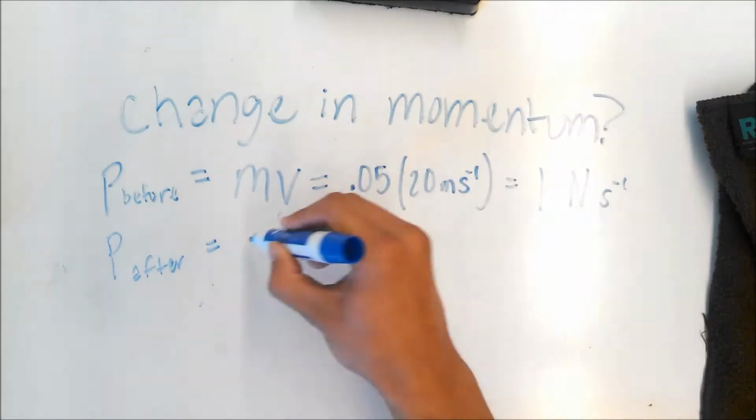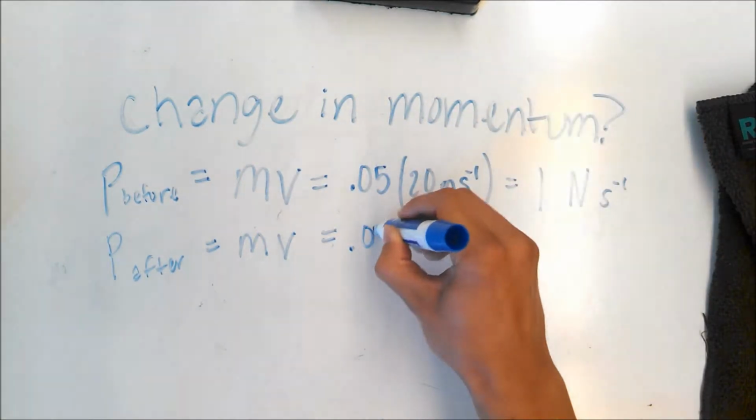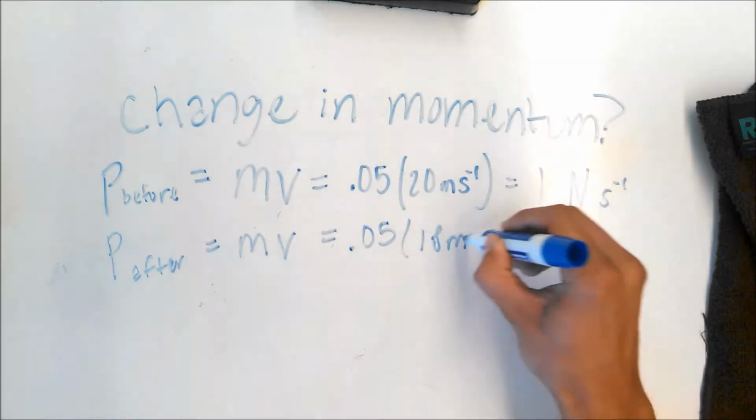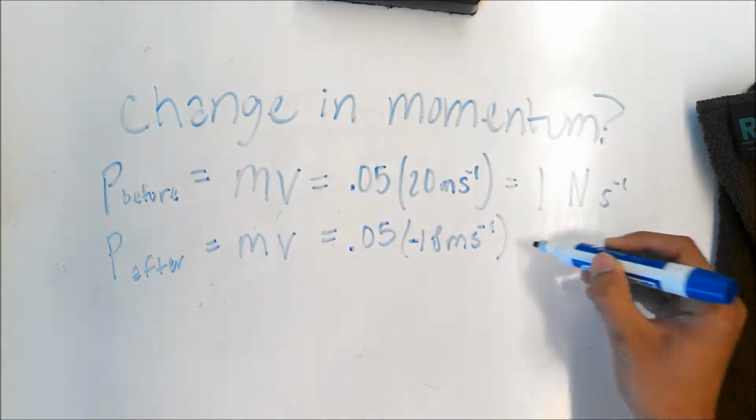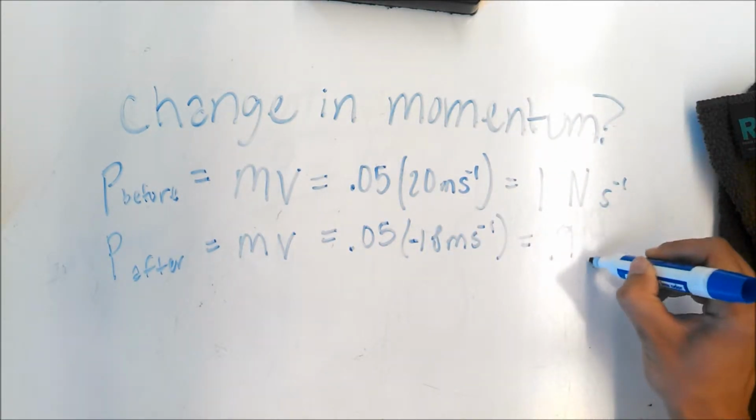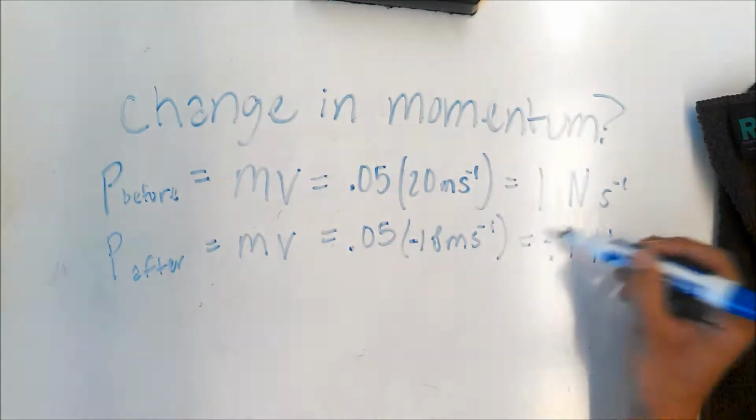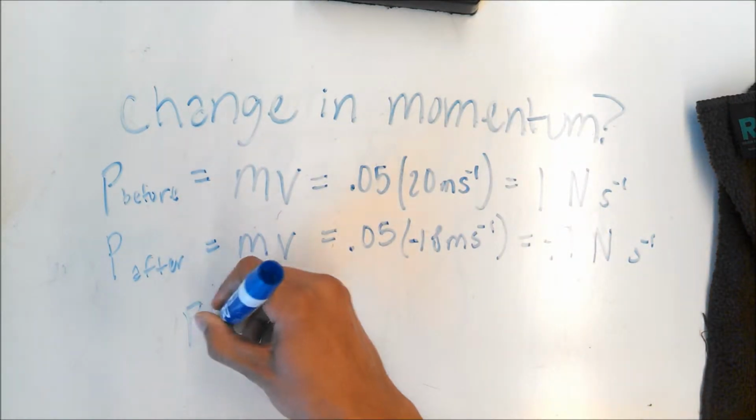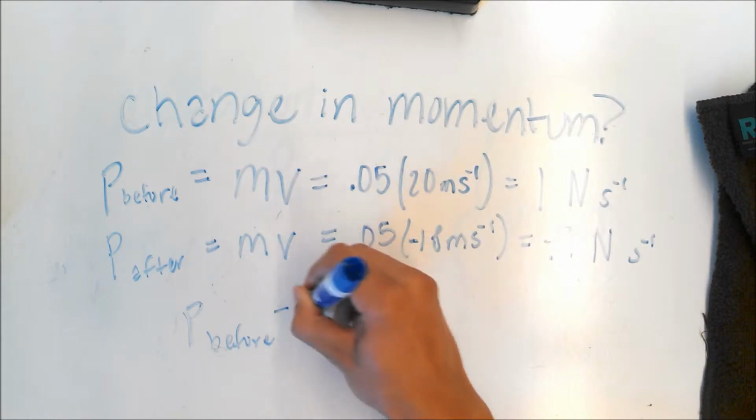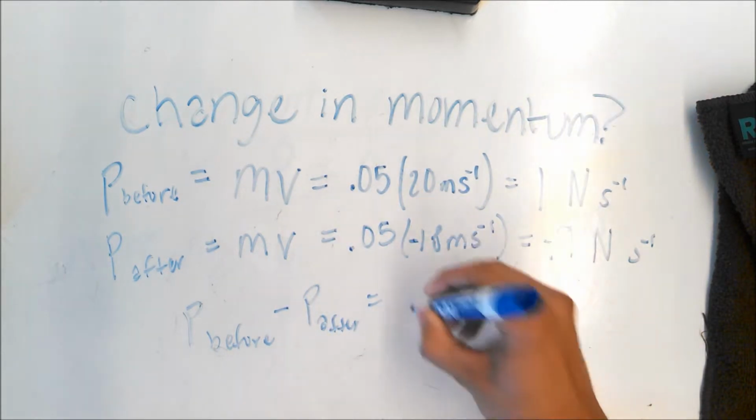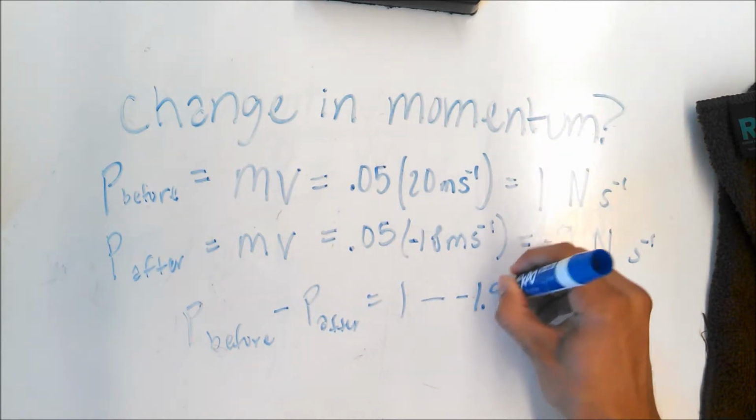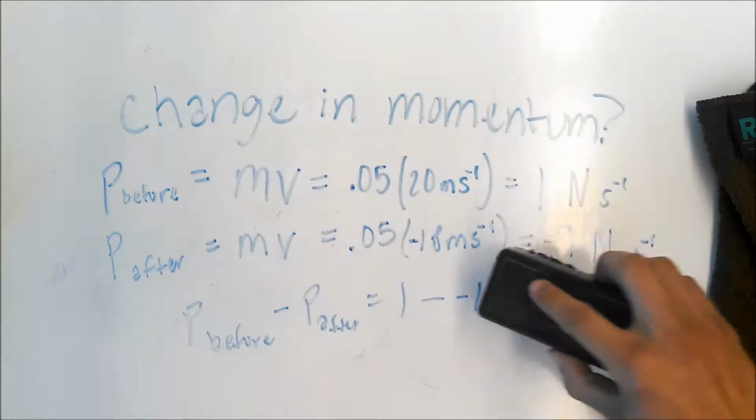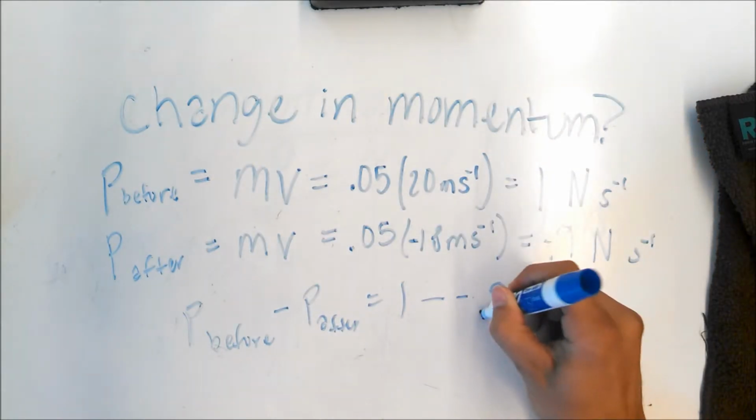But both these quantities, as we said earlier, are vector quantities, and so the momentum after the collision will be acting in the opposite direction. So when we're finding the change in momentum, when we subtract the momentum before the collision from the momentum after the collision, they will actually add, and the change in momentum will come out to be 1.9 newton seconds.